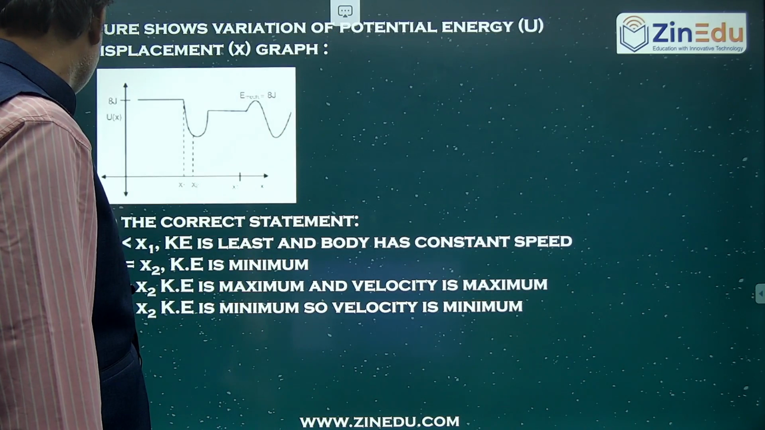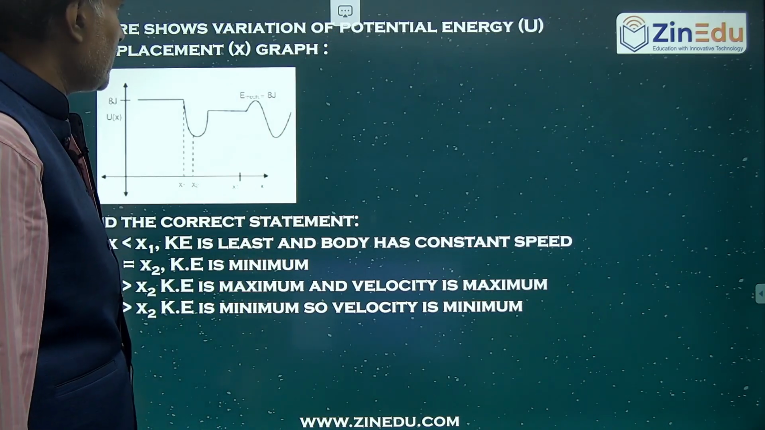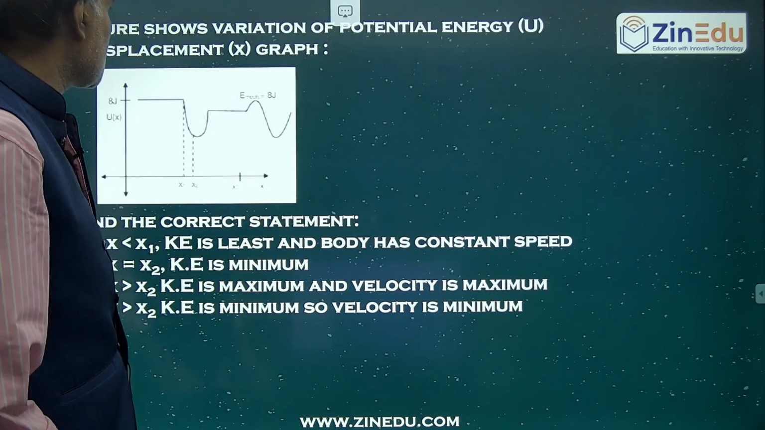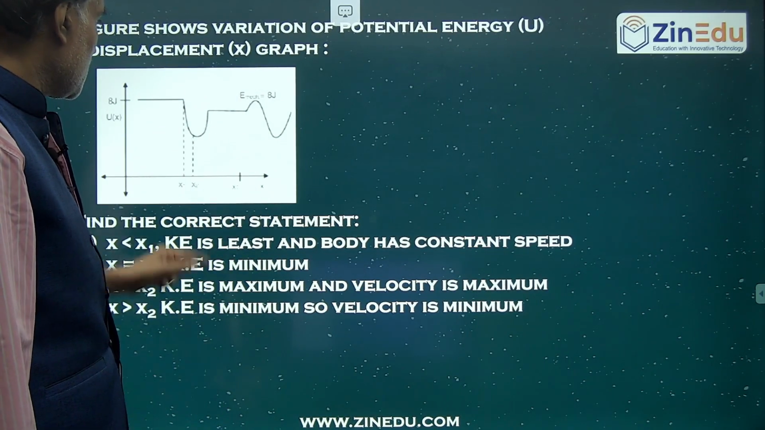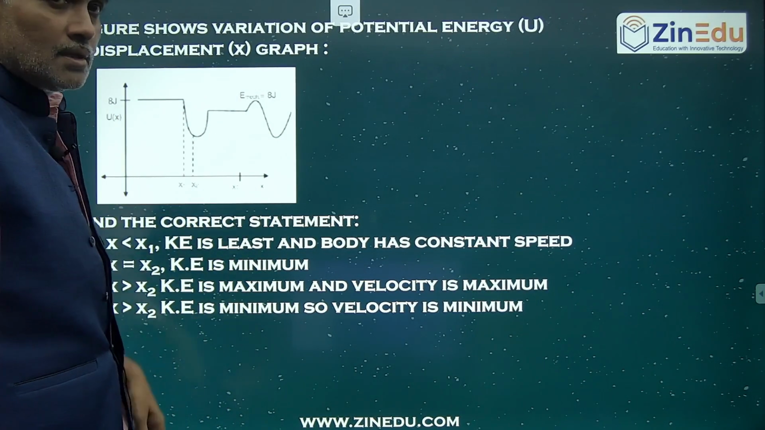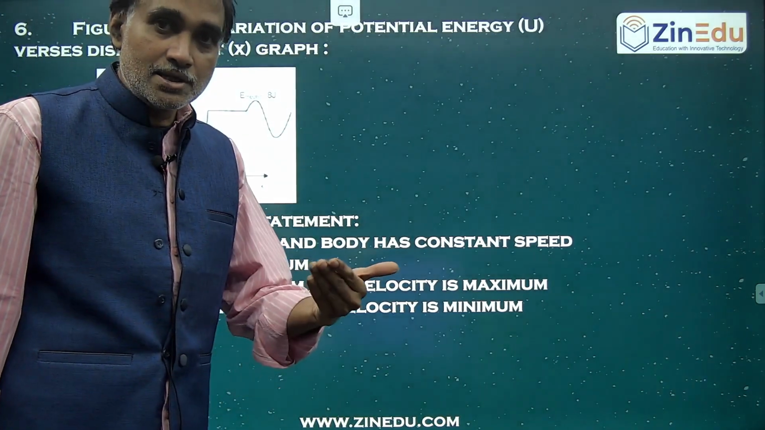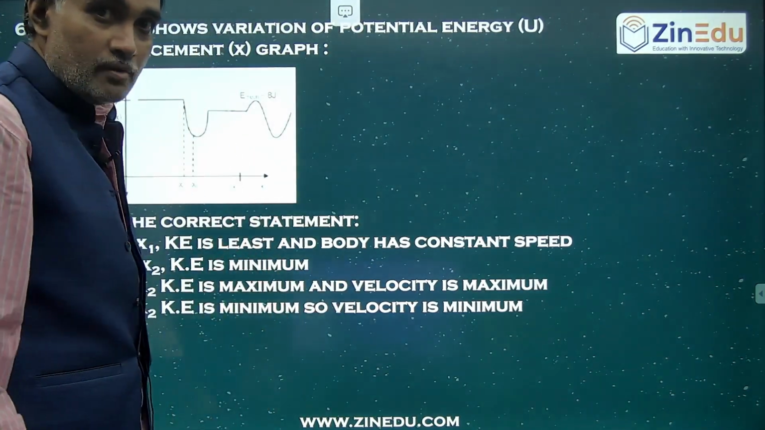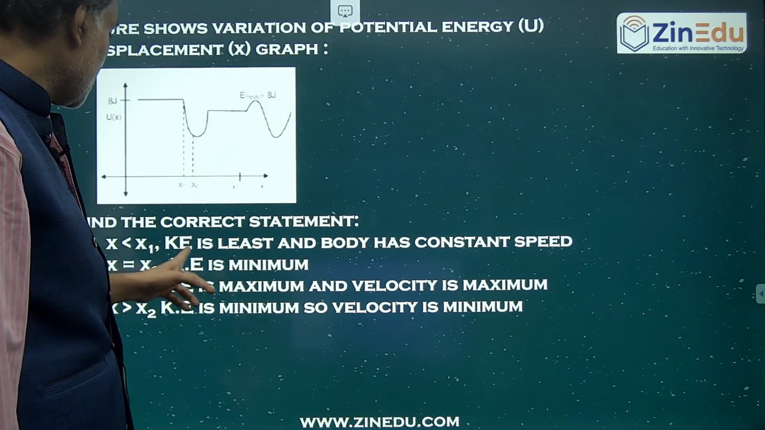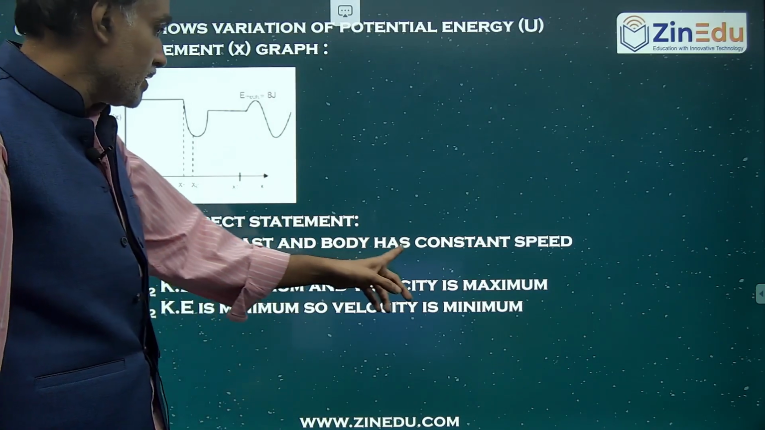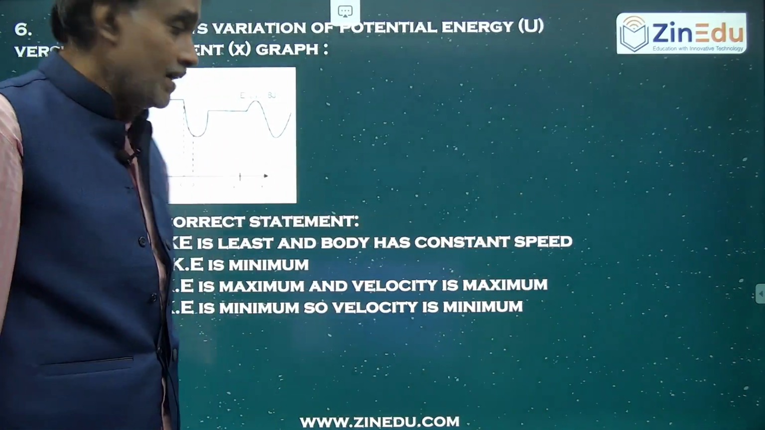Number 6. The figure shows the variation of potential energy with displacement. Potential energy versus displacement graph. Okay. Potential energy is constant up to x1. Kinetic energy also will be constant. Find the correct statement. Then up to x1, kinetic energy of the body is constant. Correct.